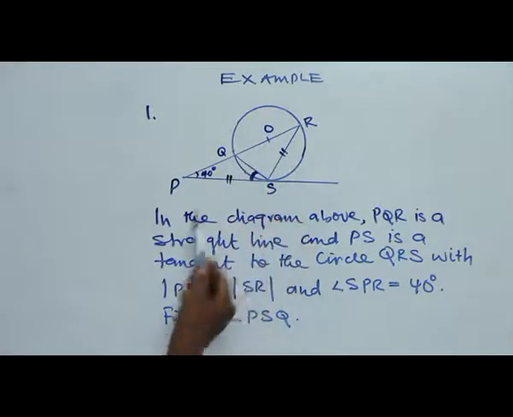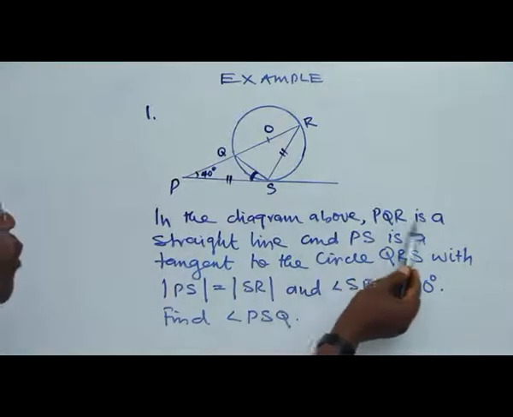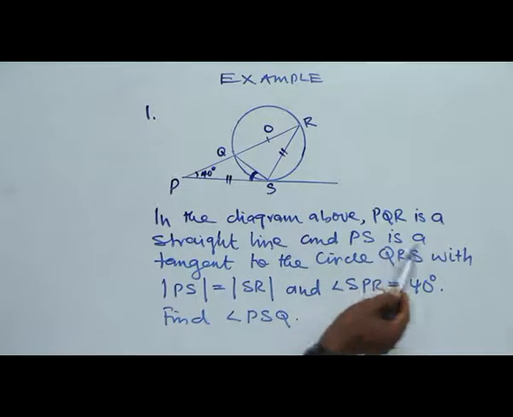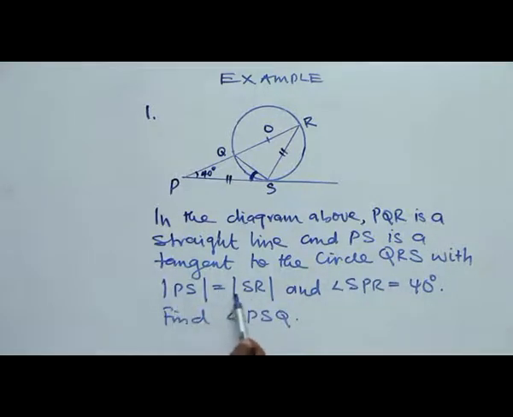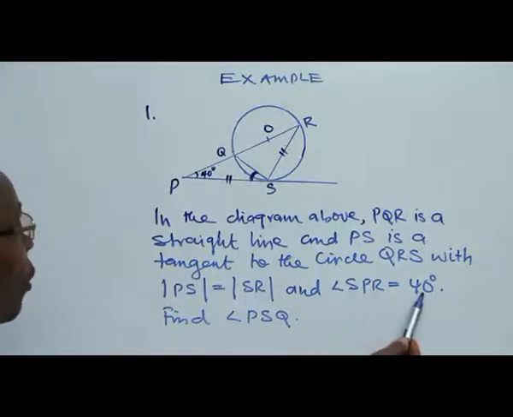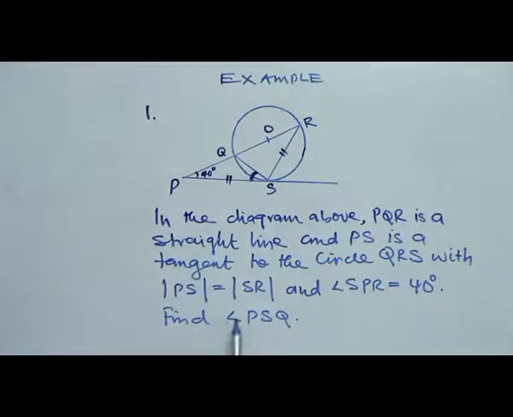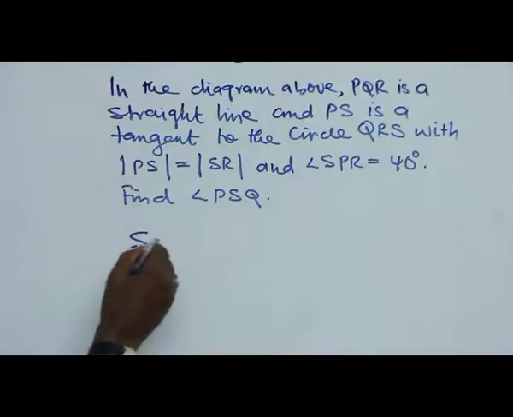Here is a diagram described as follows. In the diagram above, PQRO is a straight line and PS is a tangent to the circle QRS, with PS equal to SR. This means the length of PS is equal to the length of SR, and the angle SPR is equal to 40 degrees. Find angle PSQ. Solution.